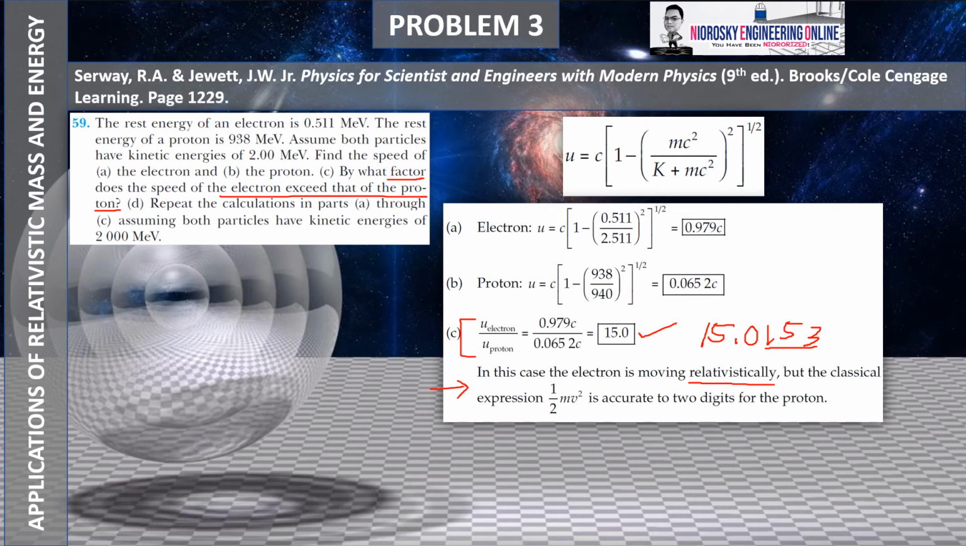So it is visibly understandable that it can be easily viewed. If one of them is considered the moving observer, and one is the stationary observer, either one of the two can see each other as really fast moving. Again, the classical expression of 1/2 mv squared is already familiar to us from dynamics of motion. Therefore, it is accurate to 2 digits for the proton.